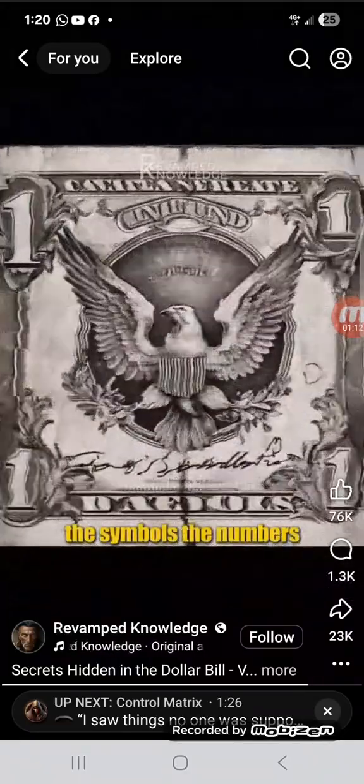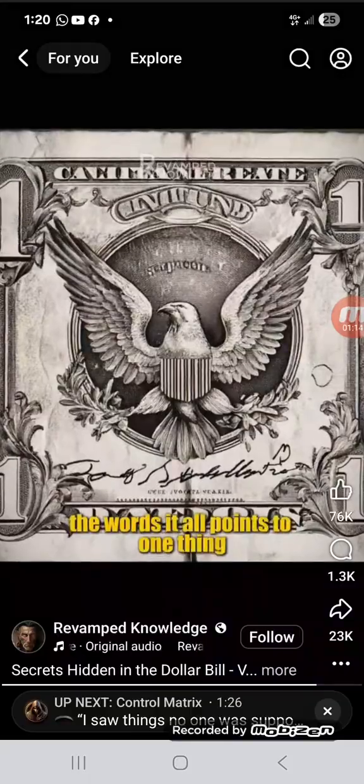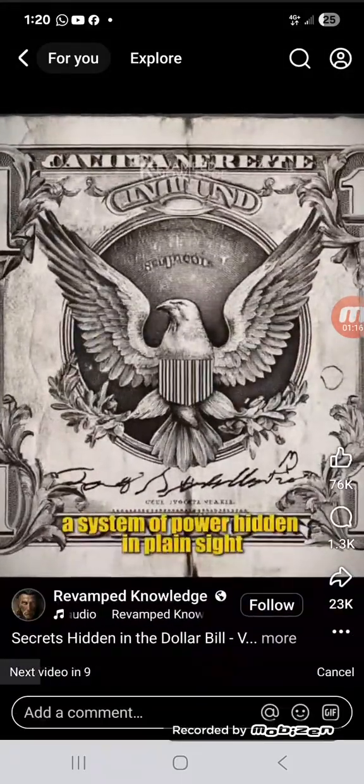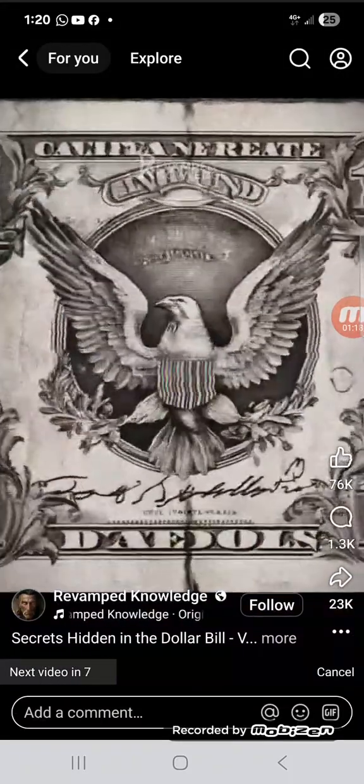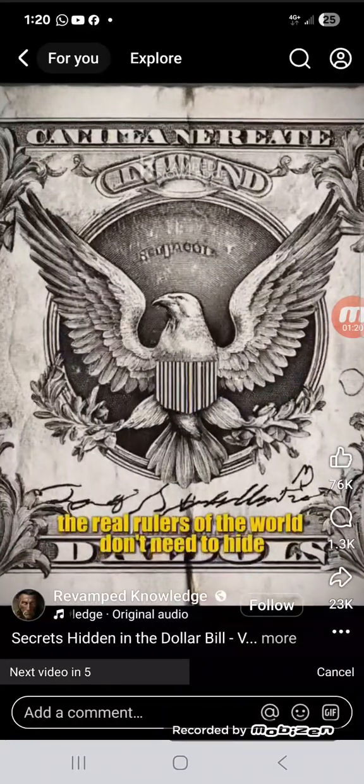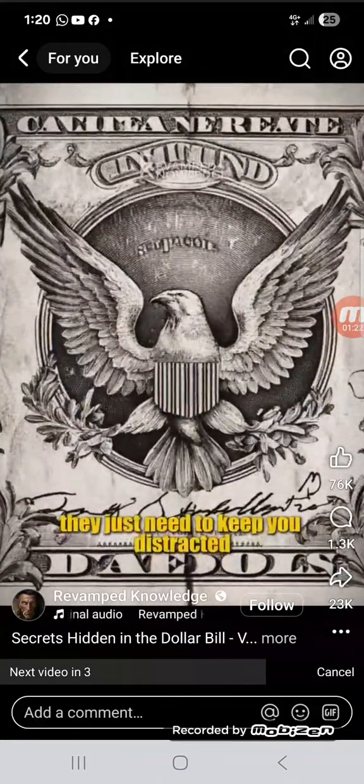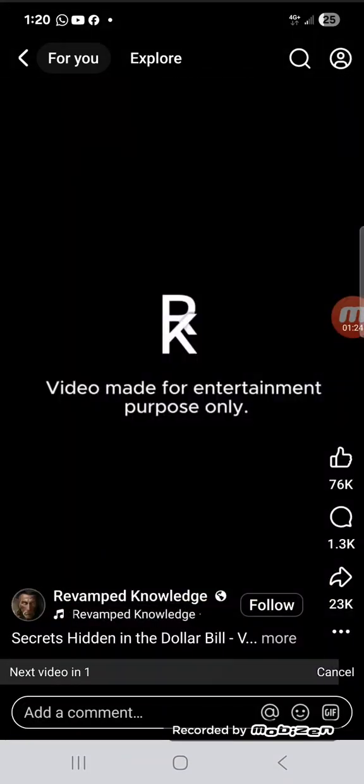The symbols, the numbers, the words, it all points to one thing. A system of power hidden in plain sight. The real rulers of the world don't need to hide. They just need to keep you distracted. This is just a theory, not a fact.